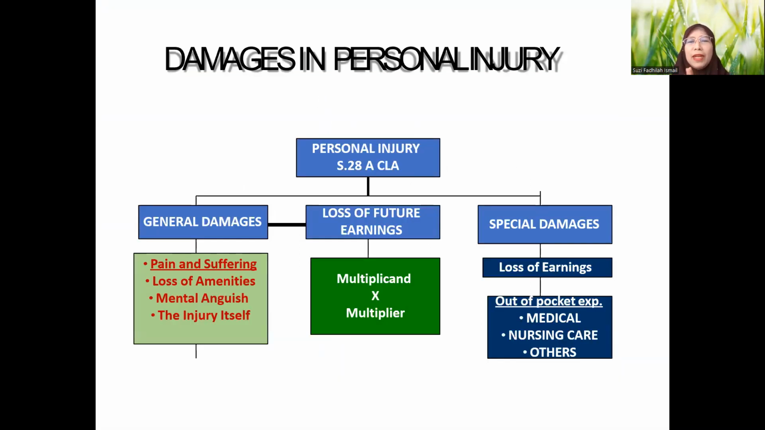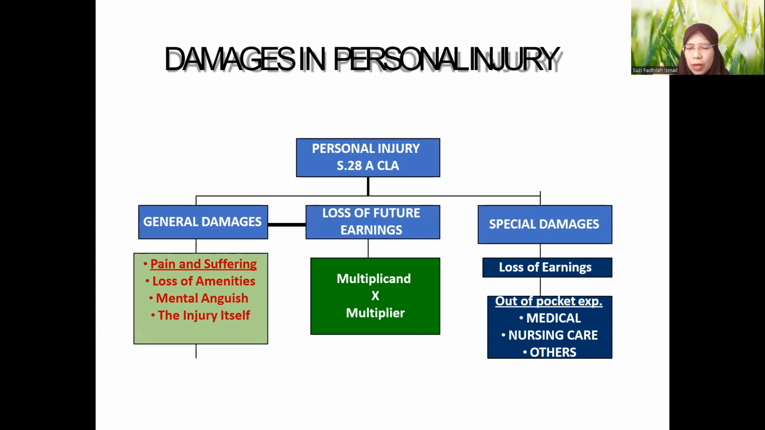All right, basically we are done with general damages for today, the first part of it, which is we discuss pain and suffering. Pain and suffering, no provision in the Civil Law Act. I'm giving you the Civil Law Act later. And then loss of amenities we discussed. You have to know that if the plaintiff is in coma, can still claim. But for pain and suffering, if the plaintiff is in coma, cannot claim. The plaintiff must be aware of the pain, must really feel the pain.